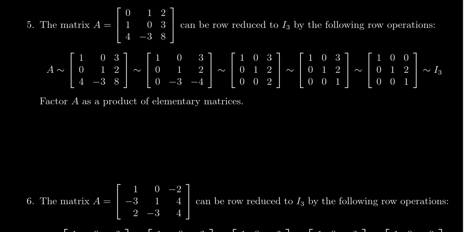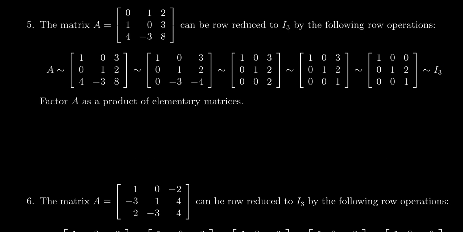In this video, we are going to present the solution to question number 5 from the practice midterm exam number 2 for Math 2270. We're given a 3x3 matrix A right here: 0, 1, 2, 1, 0, 3, 4, negative 3, 8. And we have the sequence of row operations that converts A into the identity. So we know this is a non-singular matrix.